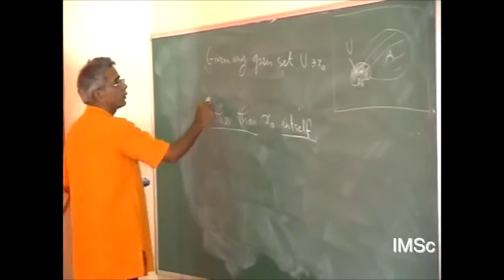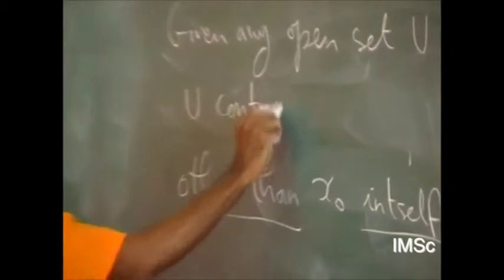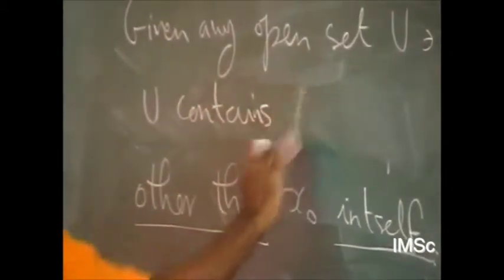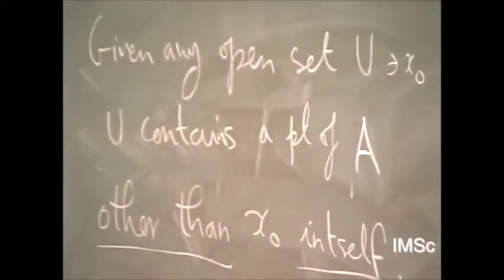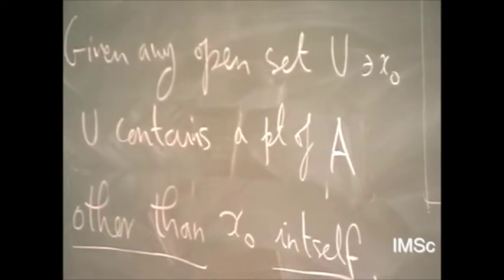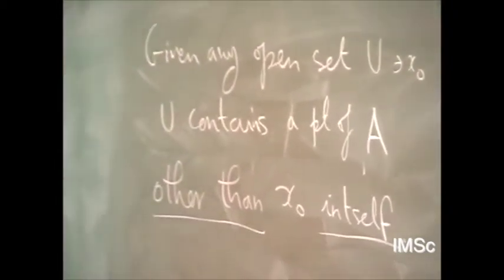Given any open set U containing this point, U contains a point of A other than x naught itself. x naught may or may not belong to A, we don't care. If it belongs, throw away x naught from A and look at U intersection A minus x naught. That must be a non-empty set. This should happen for every open set U. No matter how small you choose an open set containing x naught, it should meet A. Such a thing is what is called a limit point.